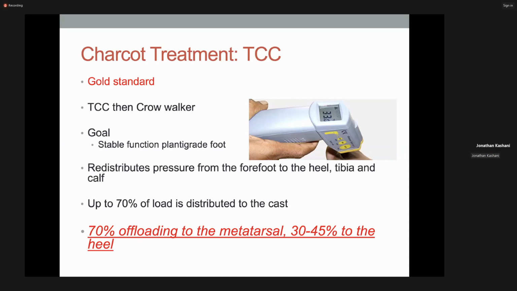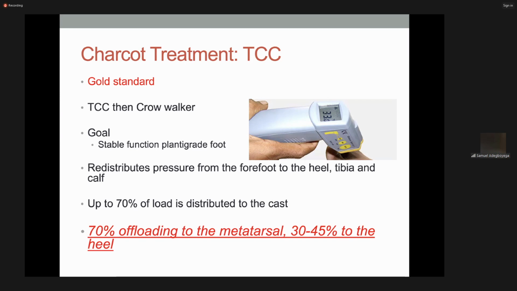You guys know what that is? Do you know what CROW stands for? Charcot restraint orthotic walker. Oh, you're so smart. Who's that? It's still Olivia. Oh, just Olivia. Okay. All right.